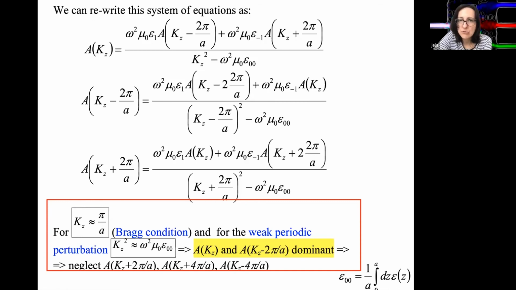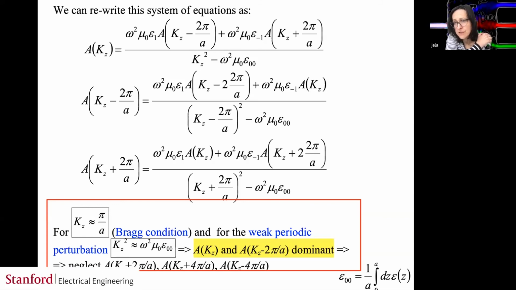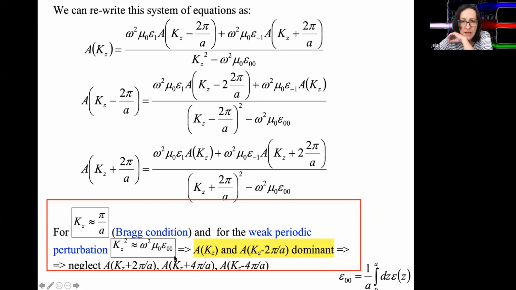And this will lead to some more approximations because at this point, if you have a weak perturbation, right? And weak perturbation means that epsilon1 is much smaller in magnitude than epsilon00, right? So you're not making a very large perturbation. And as I said, that would exactly be the case where you're using laser interference to introduce periodic modulation of the electric constant, right? People do that on fibers or polymers, in which case the perturbation is not very large. And if that's the case, then you can write that around the Bragg condition, right?